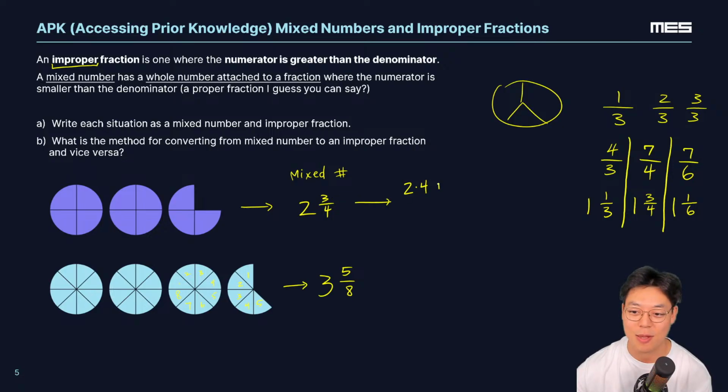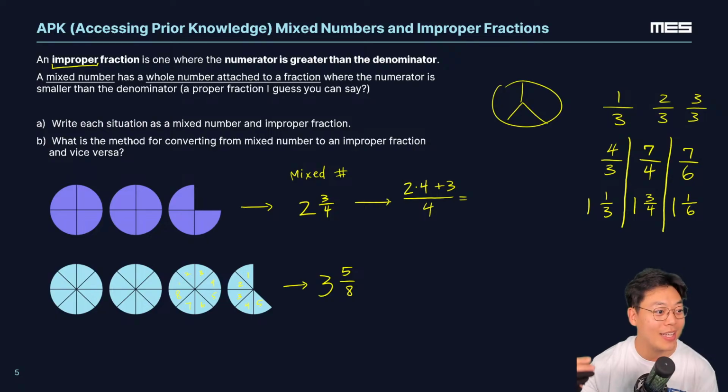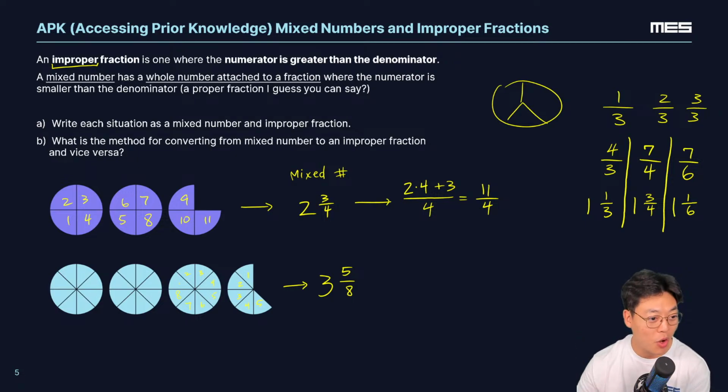Nice try, Chloe. Yes, absolutely. I love that we're all trying here, right? That's what's important. That's the hardest part about math. 50% of the game is taking that first step and trying, right? Amazing. So we have 2 times 4 is 8, plus 3 will give us 11/4. And let's check. We have 1, 2, 3, 4, 5, 6, 7, 8, 9, 10, 11. And we have 11 of the 4 parts.